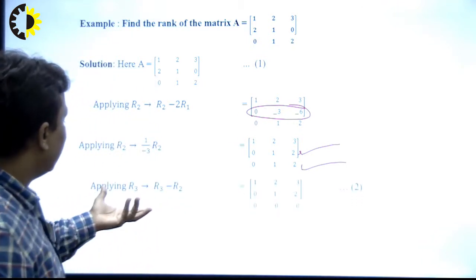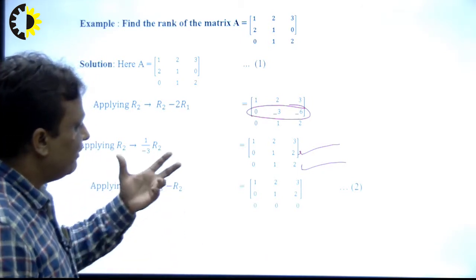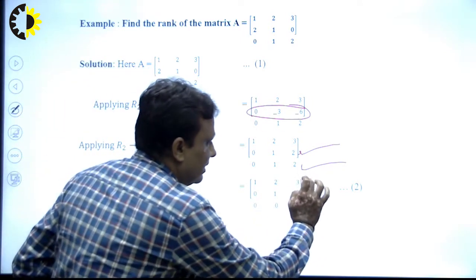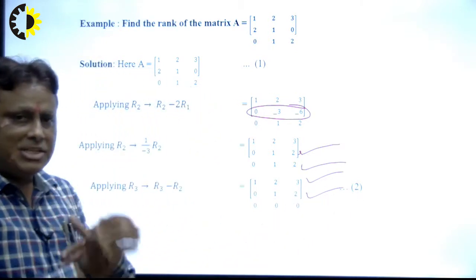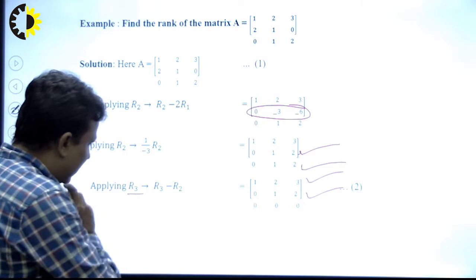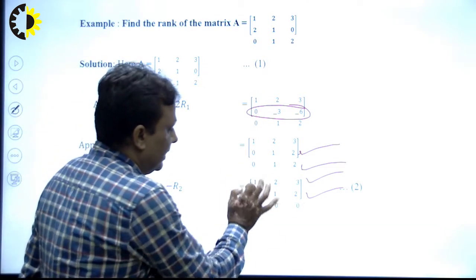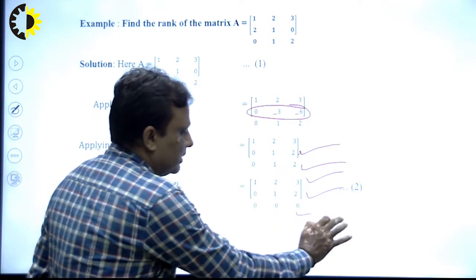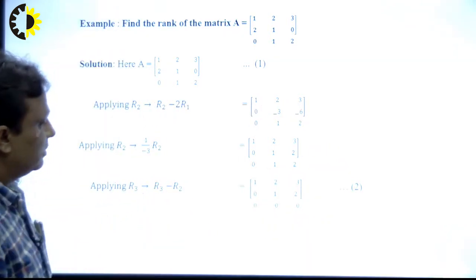So there I apply R3 → R3 minus R2. What will be the result? The first row is as it is, the second row is as it is. The result will change only in the third row because I apply this operation to the third row. So there is 0 minus 0, 1 minus 1, 2 minus 1. And we discuss whether this is an echelon form or not.